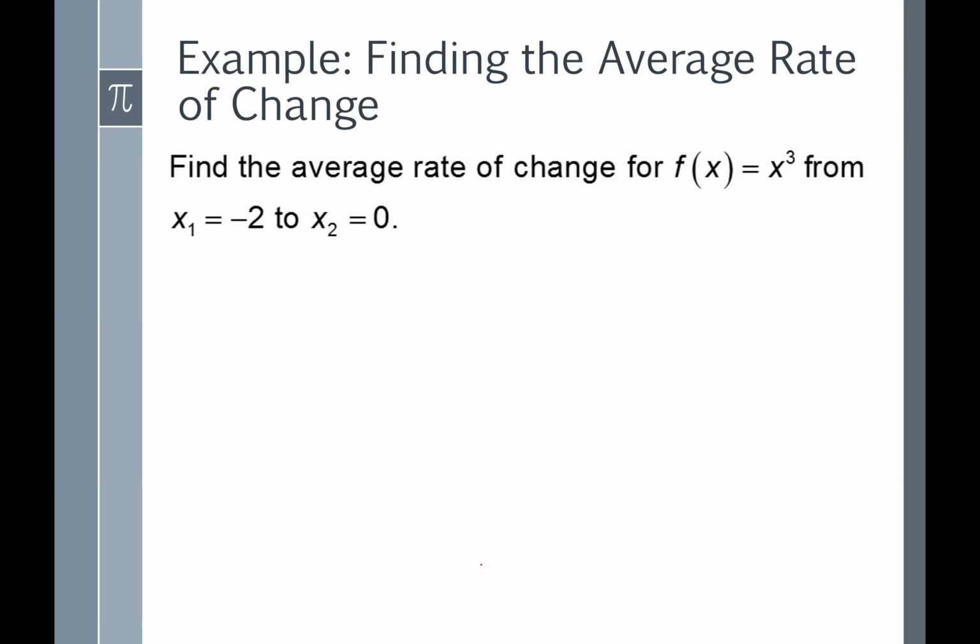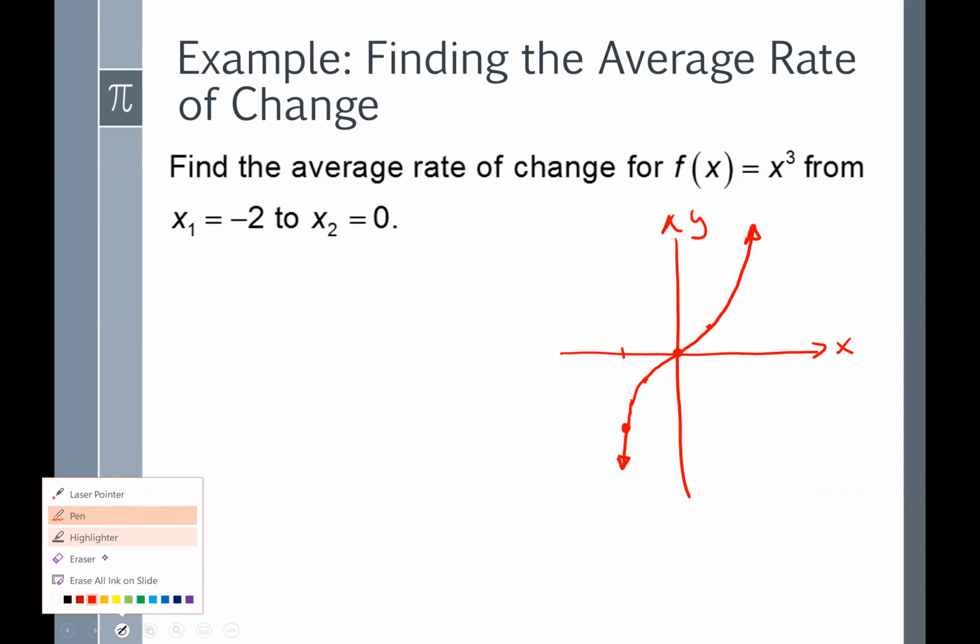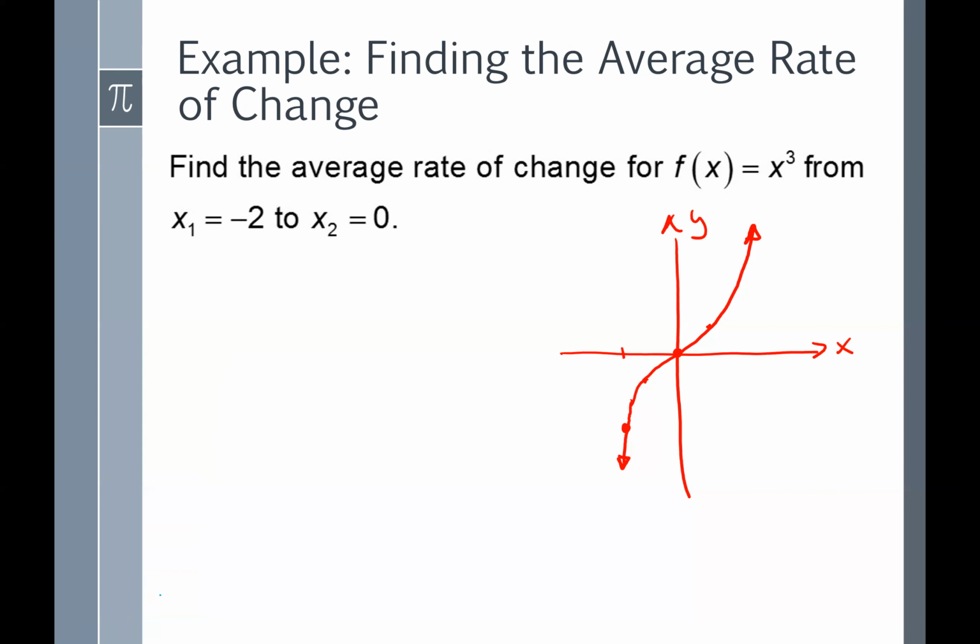So this function f of x equals x to the third is the standard cubic function, which we'll talk about at length later. So it looks something like this. See if I can draw this. Something like this. So you want to find the average rate of change of this function from x equals minus 2 to x equals 0. So what you're going to do is connect those two points using a line, and you are going to find the slope of that line.